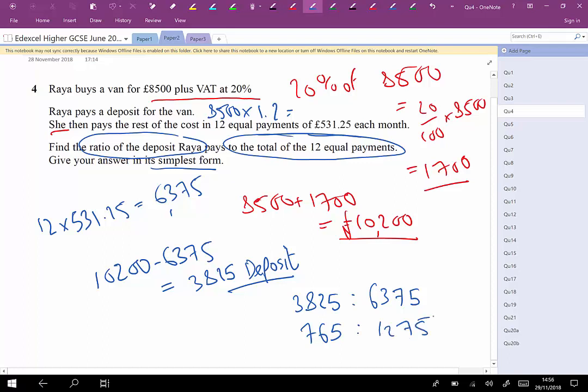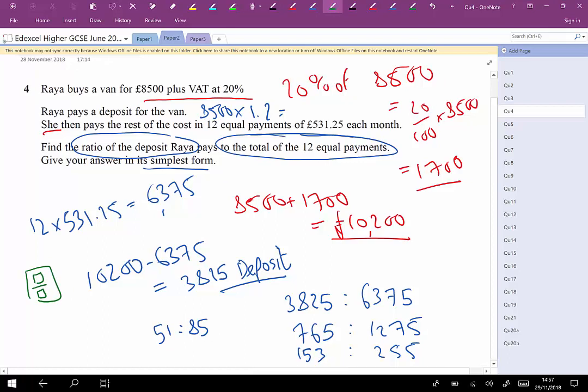Divide by 5 again, you say? Yeah. 255 over there. 765 divided by 5 gives you 153. On your calculators, there should be a button which has got that sort of fraction symbol on it. So if I type into my calculator 3,825 over 6,375, it cancels it all the way down for me. It goes all the way down to 3/5.